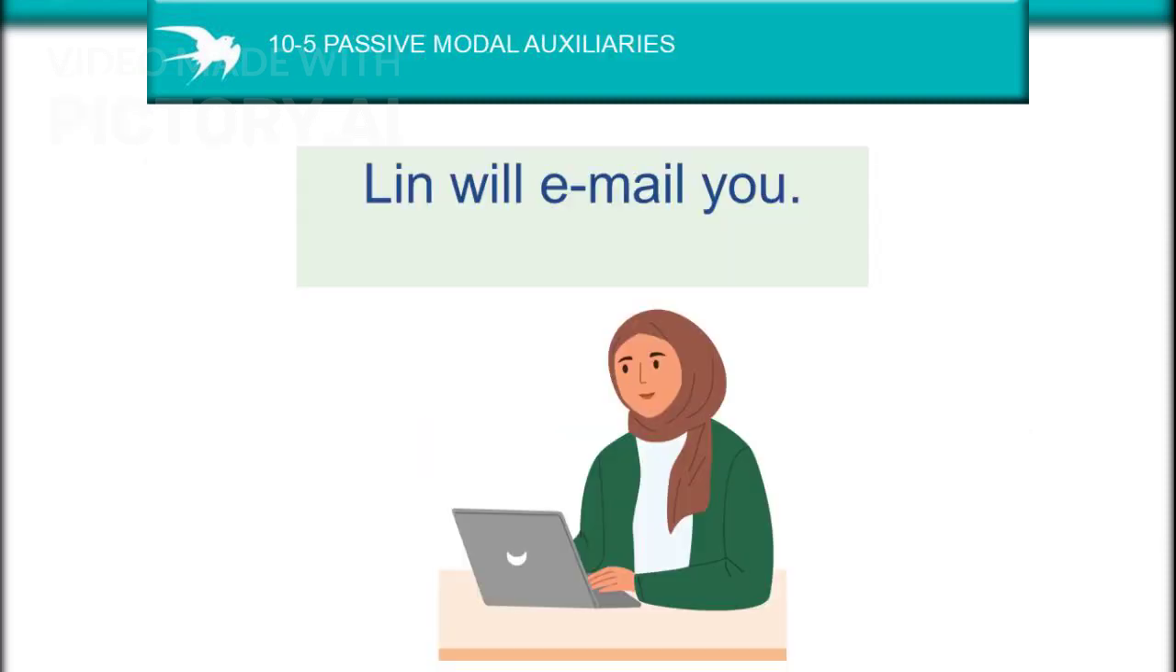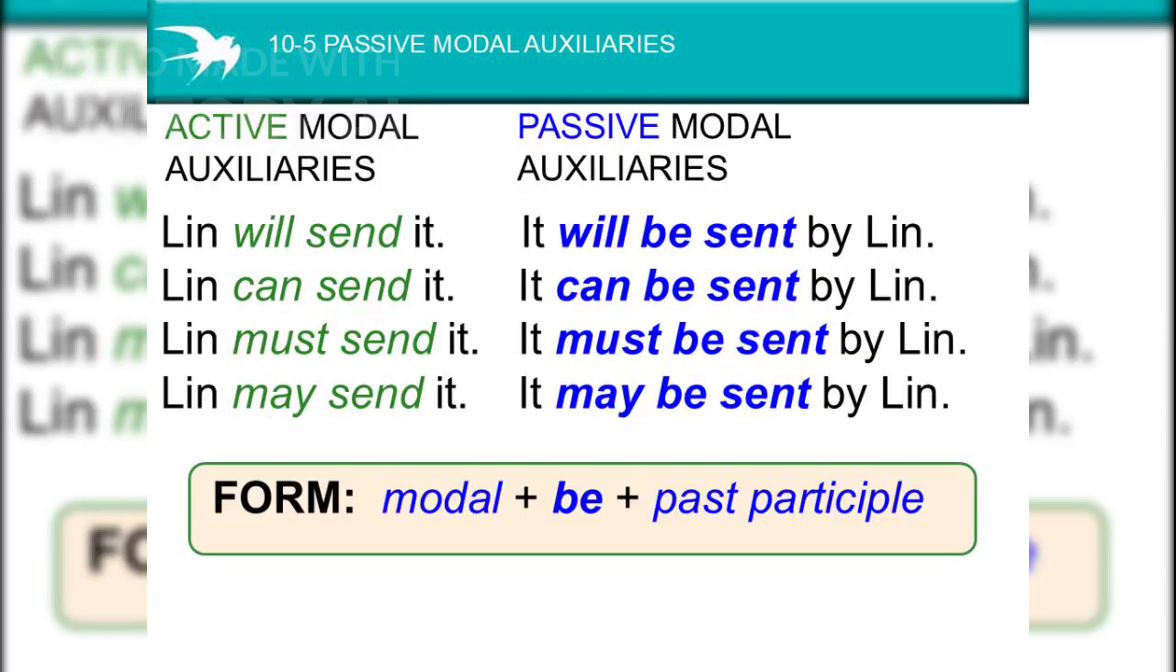When using passive modal auxiliaries, the focus is on the action being performed. For instance, Lynn will email you, can be expressed in passive form. Active modal auxiliaries like, Lynn will send it, can be converted to passive form as, it will be sent by Lynn. This involves using a modal, be, and a past participle.